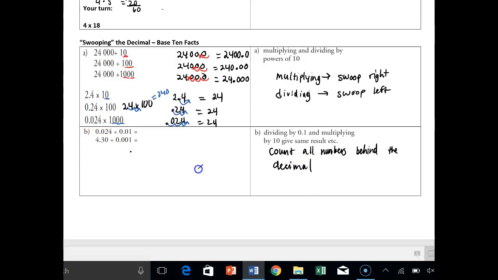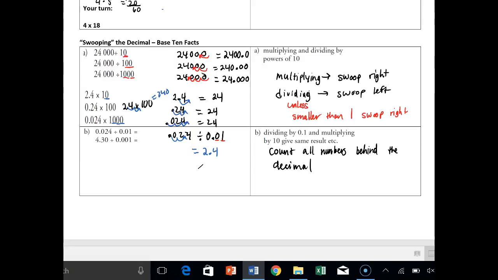So for here, 0.024 divided by 0.01, we have 2 numbers behind the decimal, and we're going to swoop right on this one. When we're dividing by a number smaller than 1, we actually swoop right. So this is interesting. Unless smaller than 1, swoop right. Okay, so here, we're going to swoop right, because there's 2 numbers behind the decimal, once, twice. All right, so this is equal to 2.4, right?